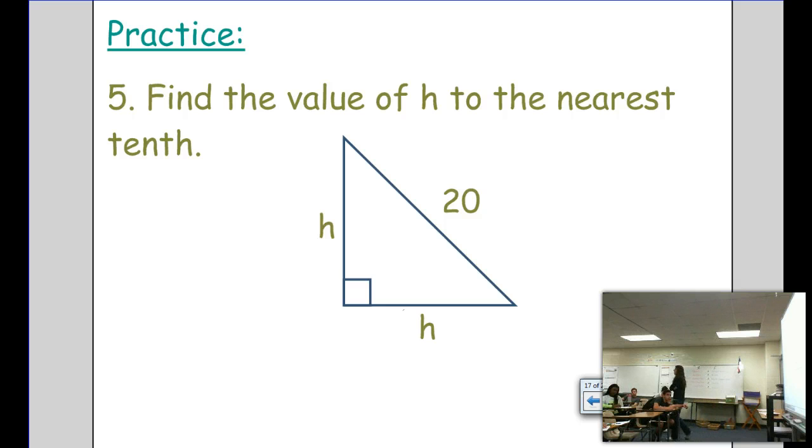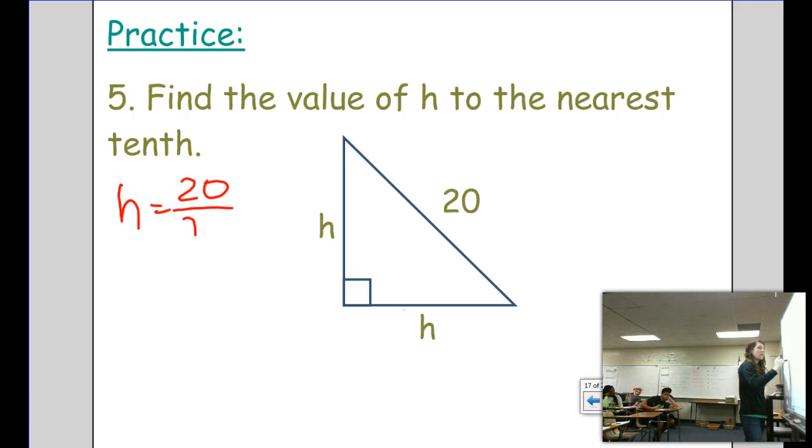The answer is not 20 root 2, okay? Because 20 is the hypotenuse. On the front of your notes, we said when you're looking for a hypotenuse, you multiply by root 2. When you're looking for a leg, you divide by root 2. You've got to go backwards. This one doesn't have a root 2 in it. You need to extract a root 2 out of it, get a root 2 out of that 20. You need to divide by root 2 because you're going backwards.